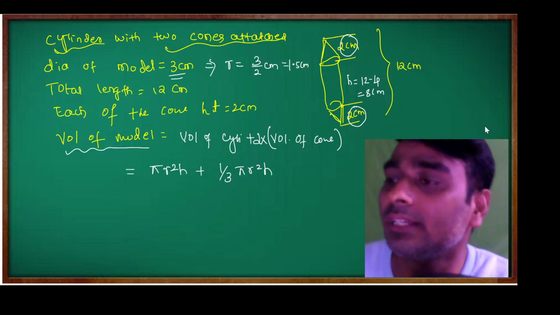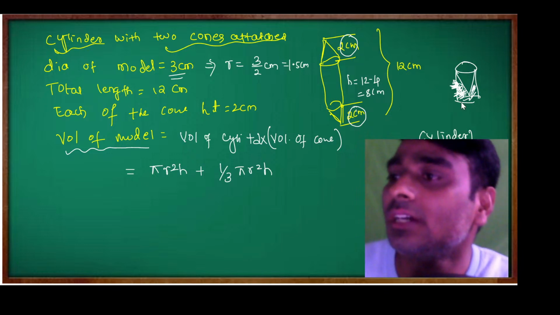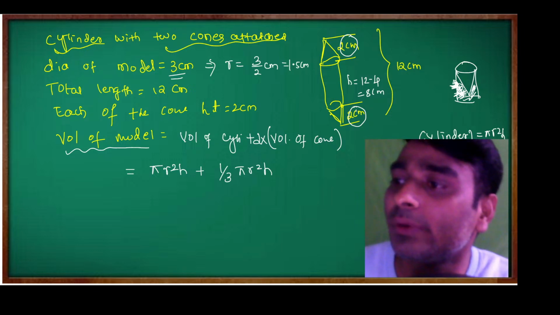See, remember one thing, cylinder and cone are brothers. Cone is made from cylinder only. If you take a cylinder like this and cut this part, look, a cone is getting formed. So these two are brothers. If the volume of cylinder is pi r square h, then volume of cone is also pi r square h, but it is 1/3 of the cylinder. You need to remember it like this.